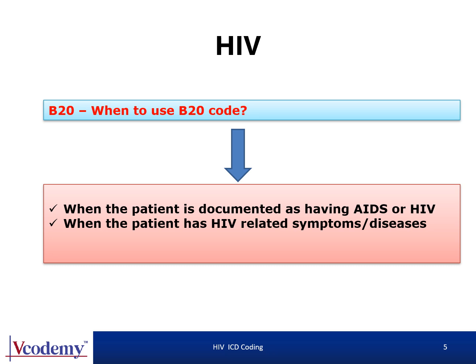So when would you be using the B20 code? When the patient is documented as having AIDS, acquired immune deficiency syndrome, or HIV, and the patient has HIV related symptoms or any disease, you will be using the code B20. This is only for the symptomatic HIV patients. B20 is human immunodeficiency virus disease.